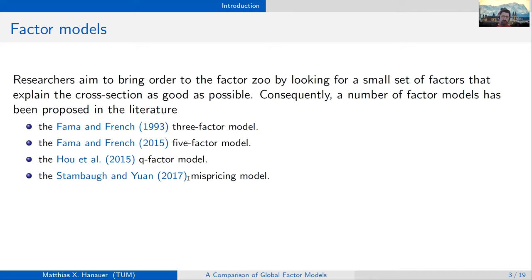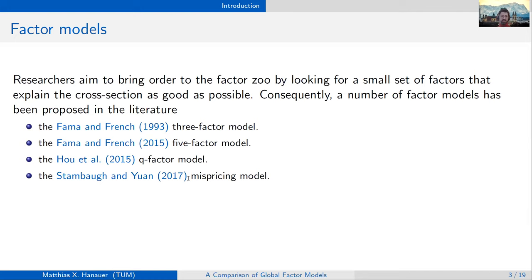Alternative models are like the Hou et al. Q factor model. It's also empirically and theoretically motivated, but it has a big overlap with this five factor model because it's a model with the market, size, investment and profitability factors, maybe slightly differently defined, or other models that are based more on the behavioral side, like the Stambaugh Yuan risk pricing model.